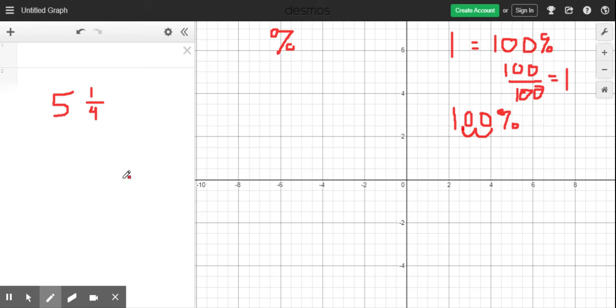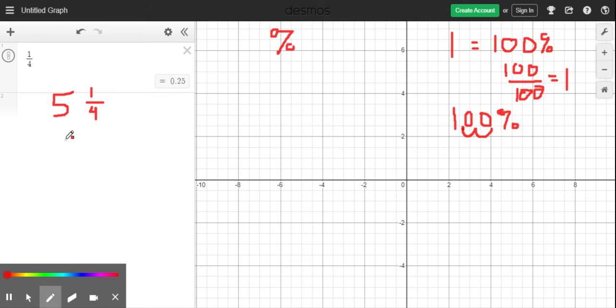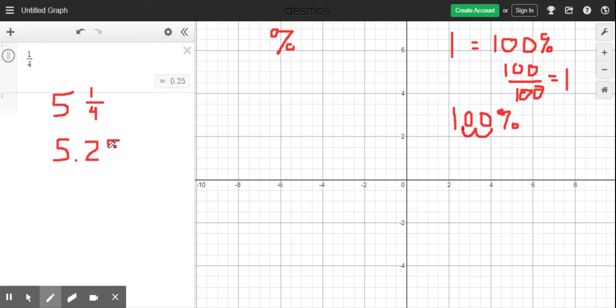So here we have 5 1/4, and we need to convert that to a percentage. All right, well, first of all, let's write it as a decimal. The decimal for a fourth is 0.25, and you can see that here in Desmos. 1/4 is 0.25. So 5 1/4 is the same as 5.25. But now to convert this into a percent, we'll multiply by 100.